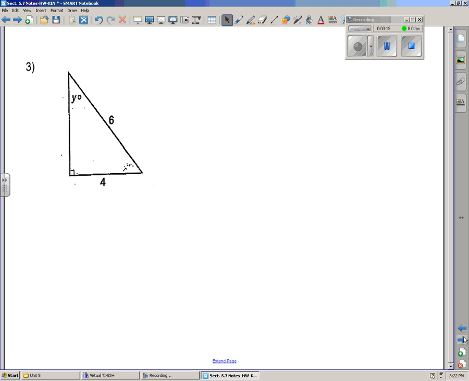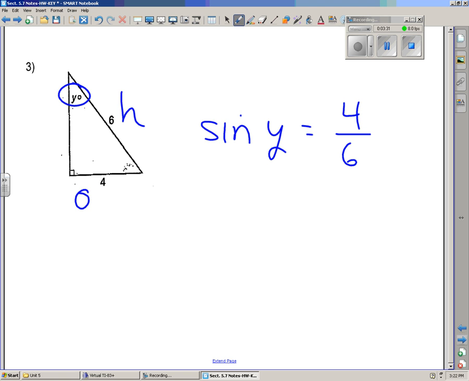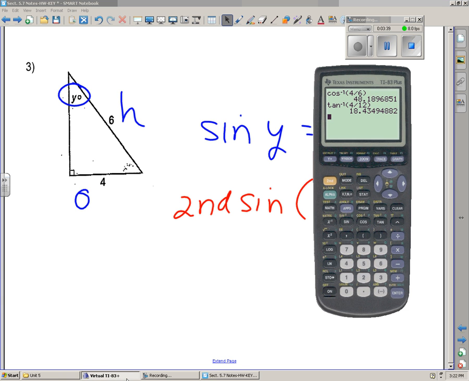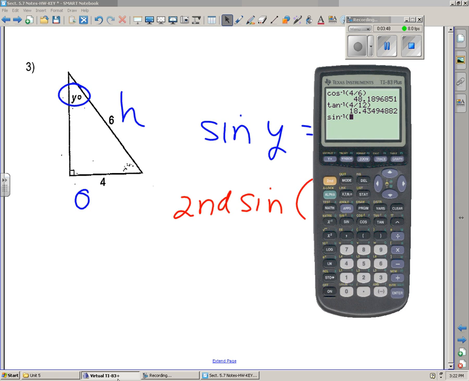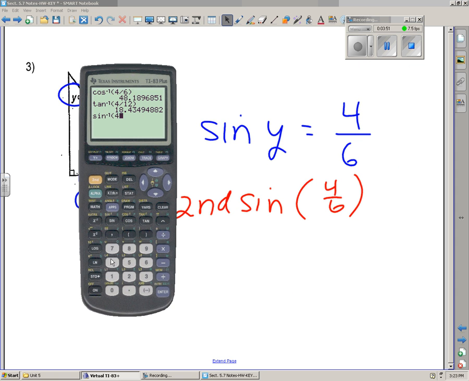If we take a look at number 3, we're looking for the value of y. We've got the opposite side, we've got the hypotenuse, so the sine of angle y equals opposite over hypotenuse. Again, what you're typing in the calculator is second sine, which is the inverse, and then you're just going to type in that fraction, 4 divided by 6. Close my parentheses, and this comes out to be 41.8 degrees, or 42 degrees.